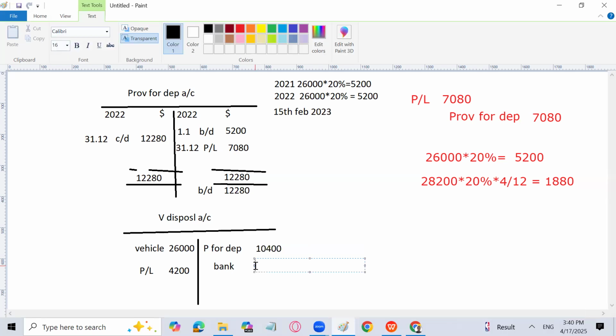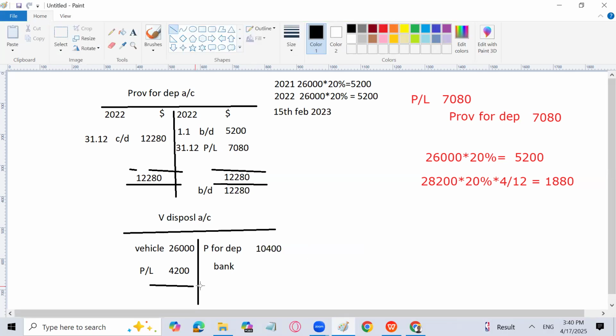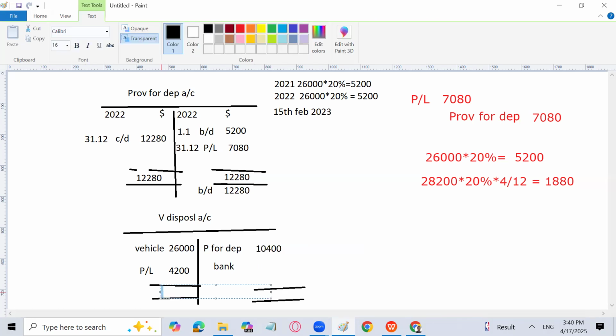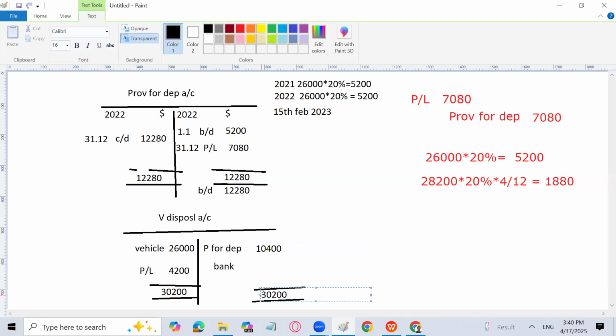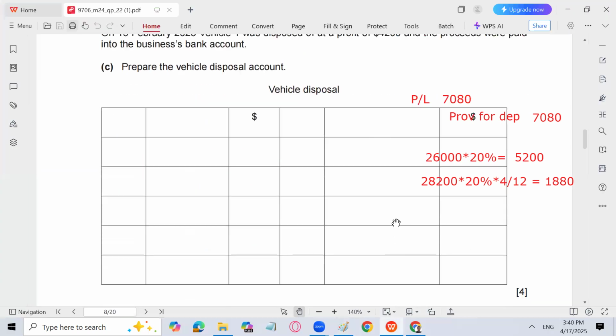So the difference will be the bank figure. These 30,400, 30,200, this will also come 30,200, and 19,400 is the disposal amount or the bank figure, which is basically a balancing figure. So this is how we are done with the 19,800. So this is how we are done with the question.